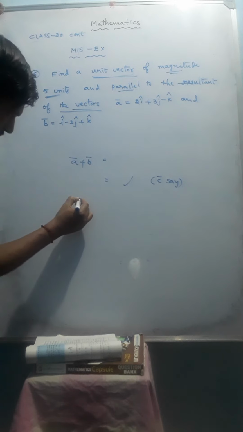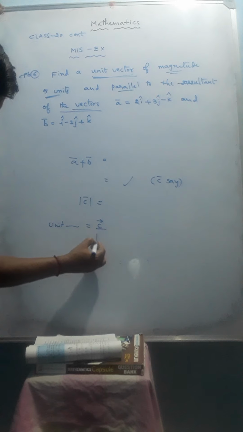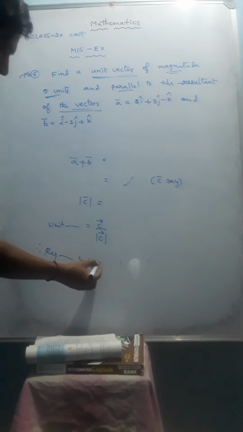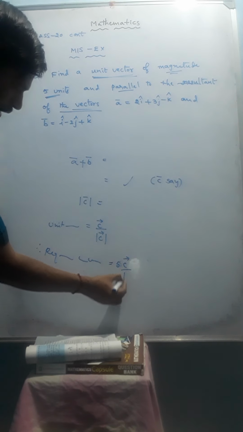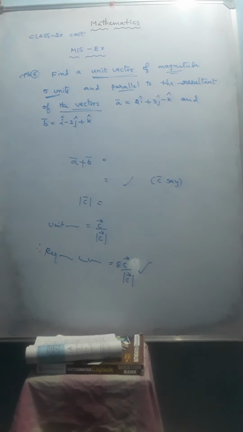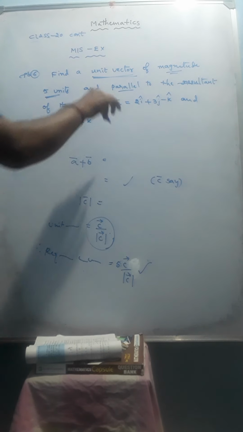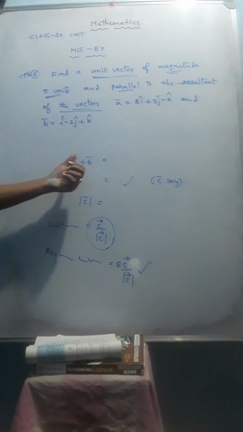After that, you can find the magnitude of the C vector. Next, therefore, the unit vector is equal to C vector by magnitude of C vector. Therefore, the required vector is 5 into C vector by modulus C vector. That means you will get one unit vector, and since the magnitude is given, multiply with 5. You will get the last answer. So you can do this problem as homework.